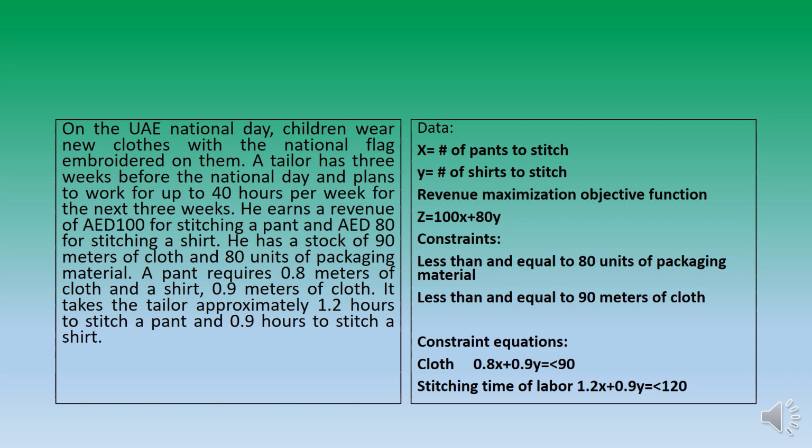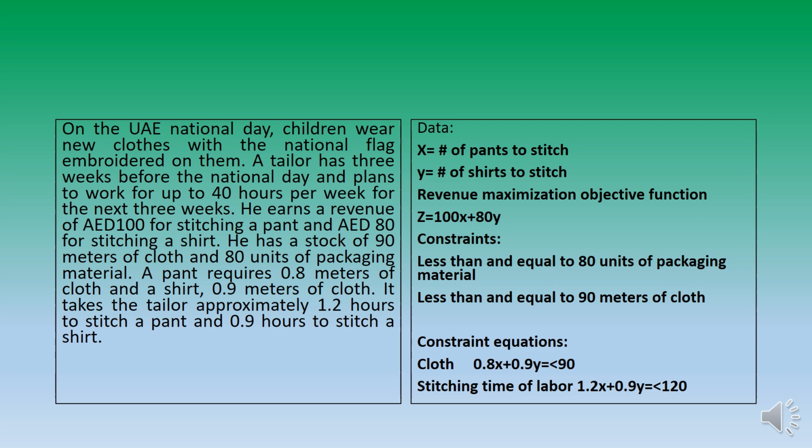He has to manage within the stipulated time before the National Day. He earns a revenue, so the revenue equation is given. You see he earned a revenue of 100 AED, Emirati dirham, 100 for stitching a pant, and Emirati dirham 80 for stitching a shirt. So these are the prices he has.